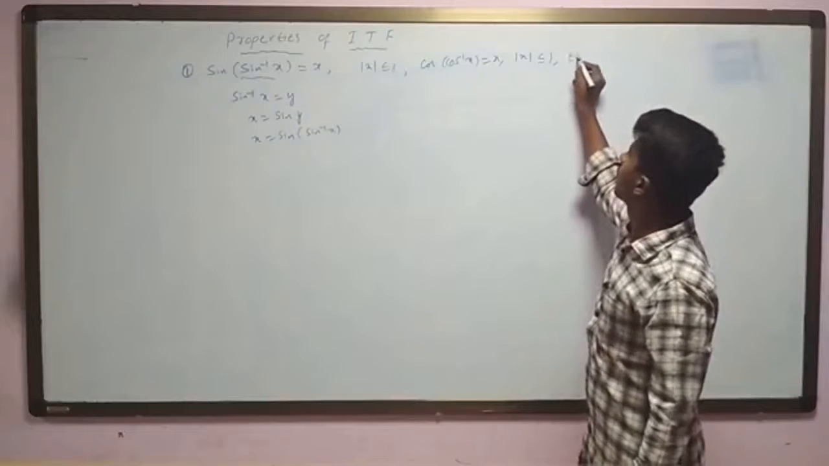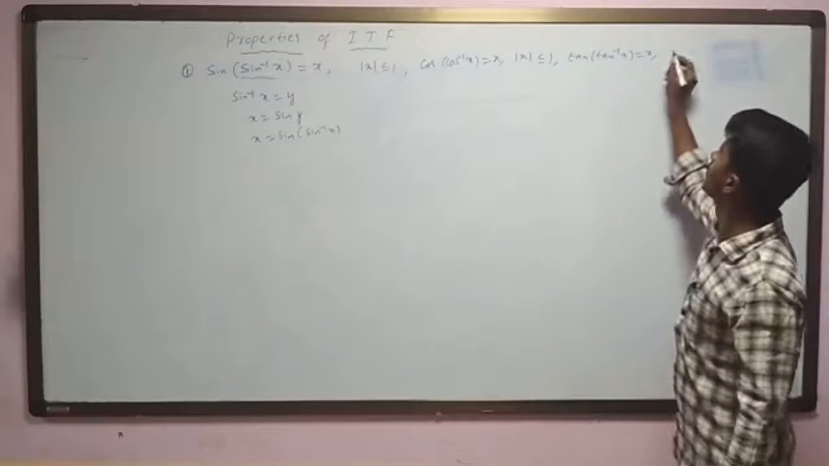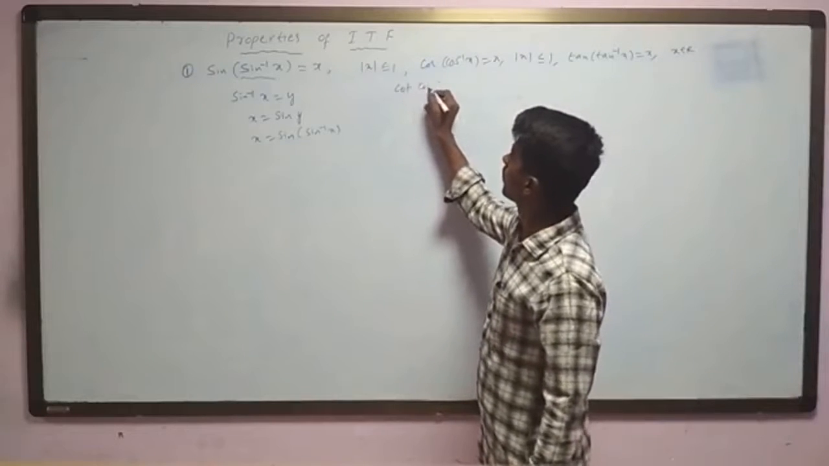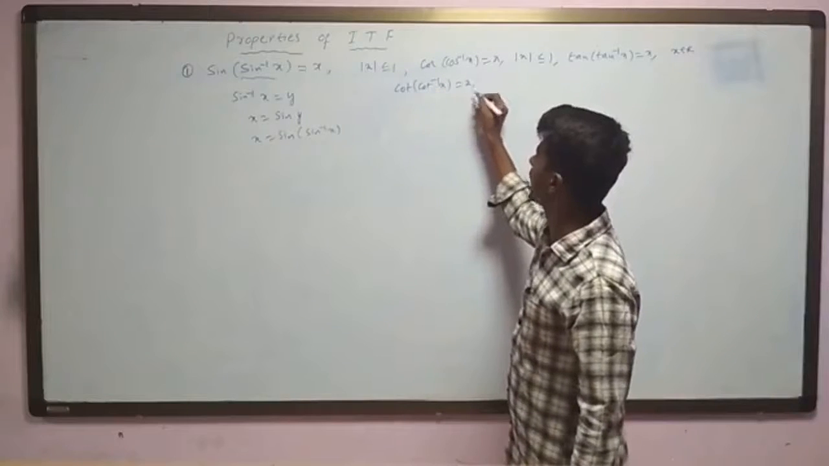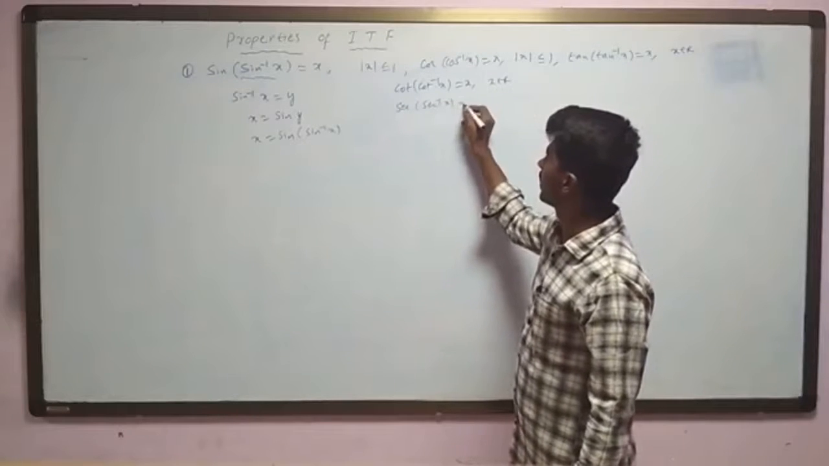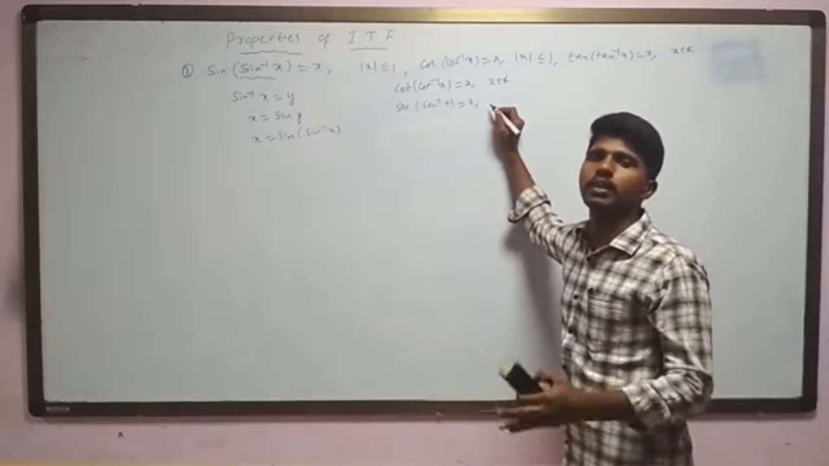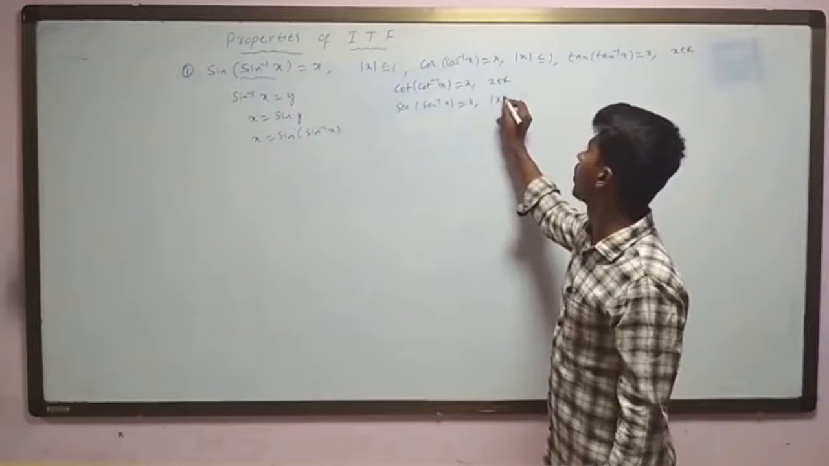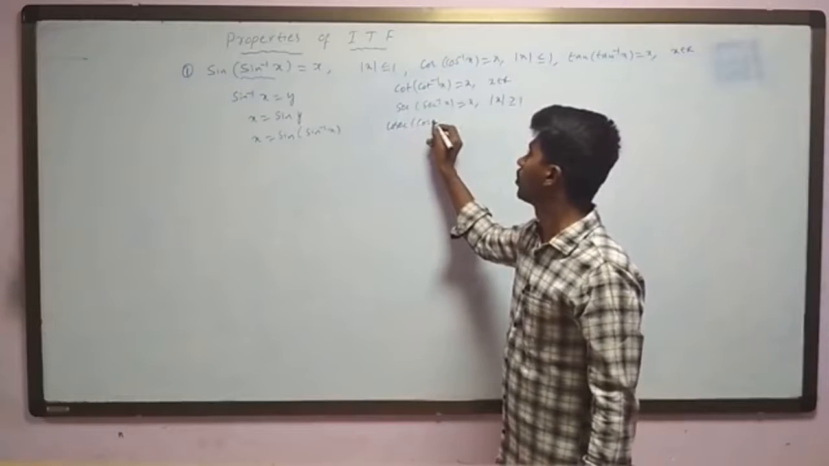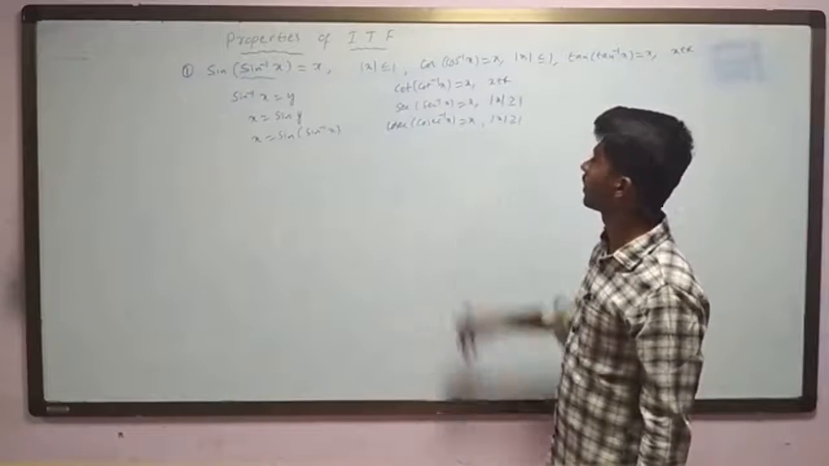One more, tan of tan inverse x is equal to x for all real numbers. So x belongs to real numbers. Cot of cot inverse x is equal to x for all real numbers. Secant of secant inverse x is equal to x for all x belonging to real numbers except minus 1 to 1, which can be rewritten as modulus of x greater than or equal to 1. Then similarly cosecant of cosecant inverse x is equal to x for all modulus of x greater than or equal to 1.